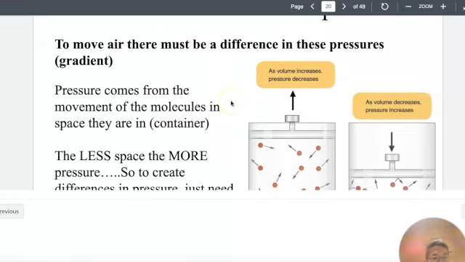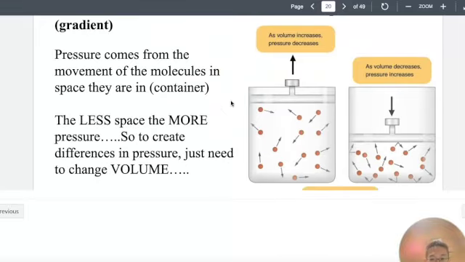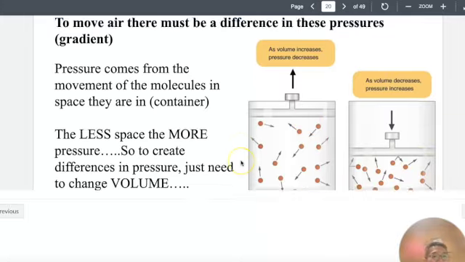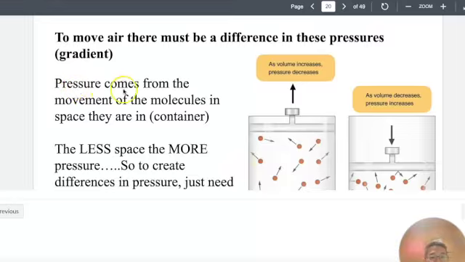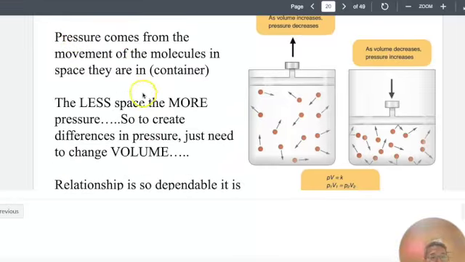Okay. When you exert pressure into the lungs, as the volume increases, like this, the pressure will decrease. And if you press down on something, the pressure will increase, but at the same time, the volume is smaller. So it's inverse. Pressure comes from the movement of molecules. The less space, the more pressure.